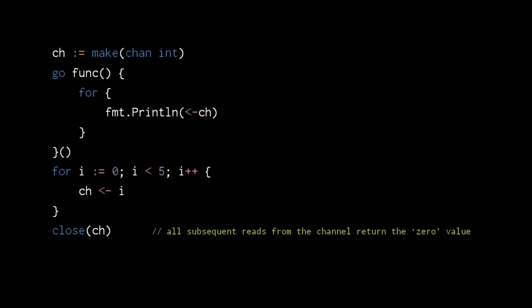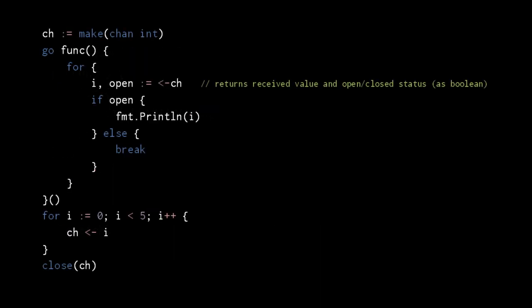Because we might send zero values on still open channels, we sometimes want an unambiguous way to determine if a channel has really been closed or not. For that purpose, we can assign a receive operation to two variables. The first variable receives the value, but the second is assigned a Boolean value, indicating whether the channel is still open. Here, we have modified our goroutine to check the status of the channel. Once the channel is closed, the goroutine will receive the values 0 and false, and so we will break from the loop. Effectively, then, this code will print only 0 through 4, and then quit.